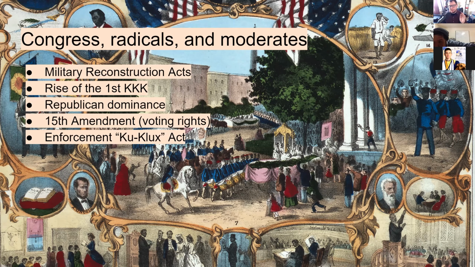So the 15th Amendment was passed in February of 1869 and ratified the following February in 1870, well into Grant's administration. Then in May of 1870, Congress passed the Enforcement Act, also known as the Ku Klux Act, and it basically gave the military broad power to go after the Klan and make wide-ranging arrests.